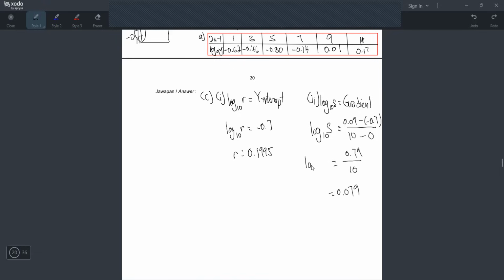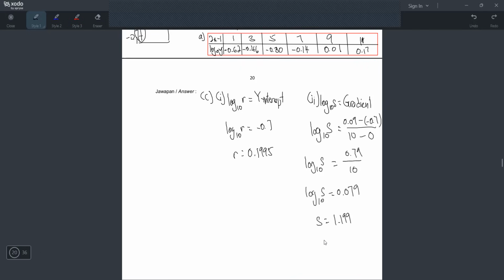But this is not the answer. This is the answer for log S base 10. But the question asks you to find S. So you have to do the anti-log. So how to press anti-log? Shift log and then 0.079. Okay, my calculator gives me 1.199. So yeah, write it down. All right. Again, I will explain one more time.